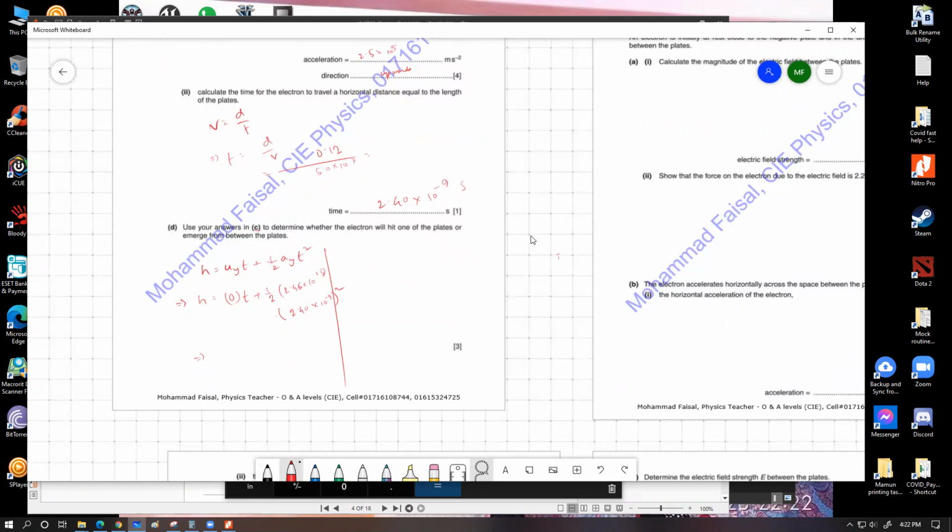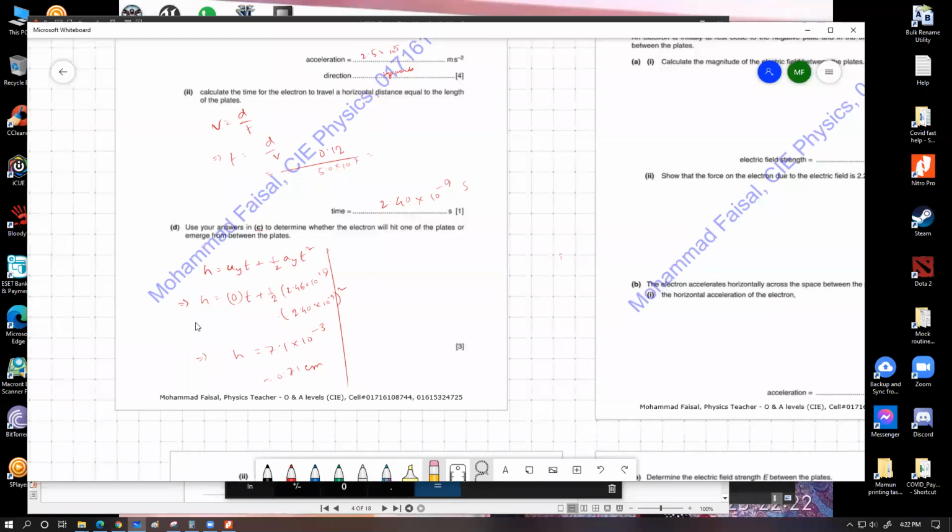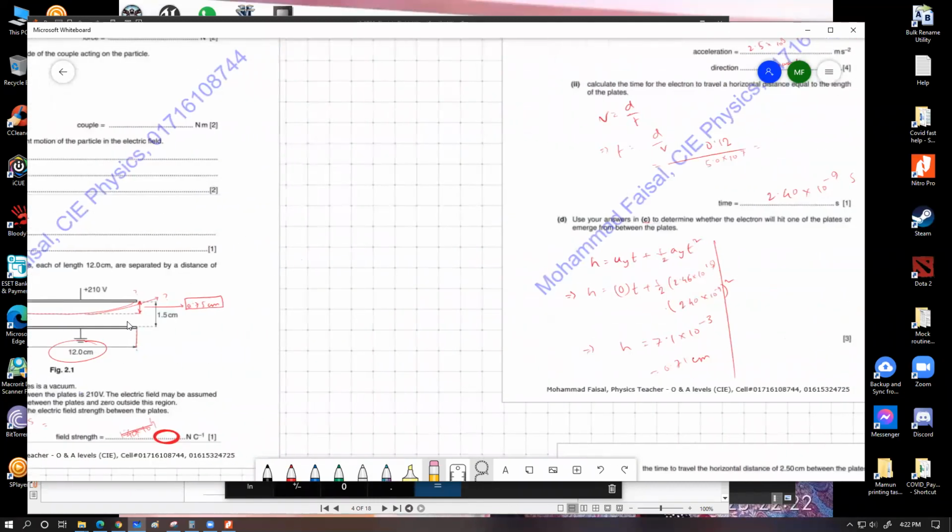7.1 into 10 to the power minus 3, which means it becomes about 0.71 centimeter. So within this covering of this horizontal spacing, this electron is going to rise up to 0.71 centimeter.